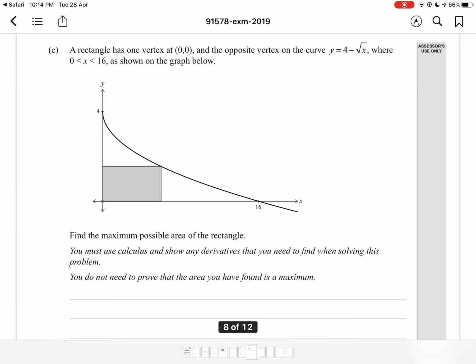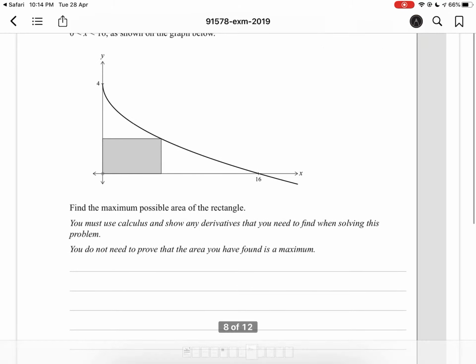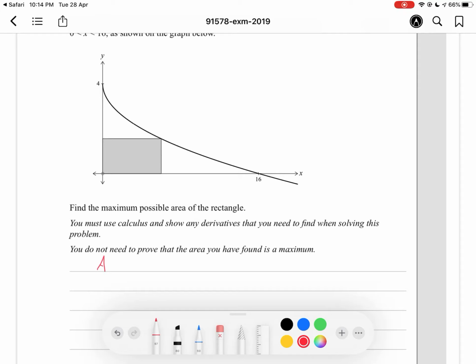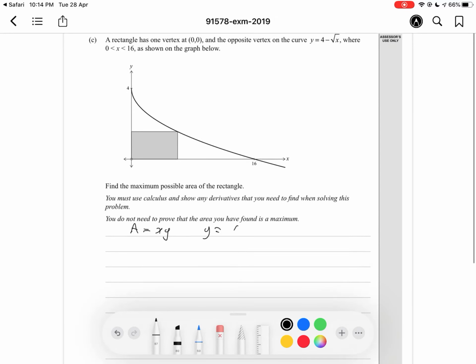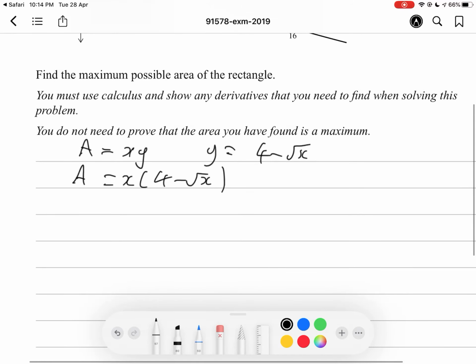Alright, a rectangle has one vertex at (0, 0), and the opposite vertex on the curve y equals 4 minus root x, where x is between 0 and 16, as shown on the graph below. Find the maximum possible area of this rectangle. The area of a rectangle is equal to x times y, where y is equal to 4 minus root x. So our area equals x times (4 minus root x).